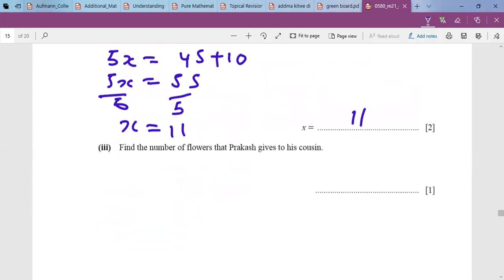Find the number of flowers that Prakash gives to his cousin. Remember we said for the cousin, it is x minus 6. But our x is 11. 11 minus 6, the answer is 5. So here it is 5.